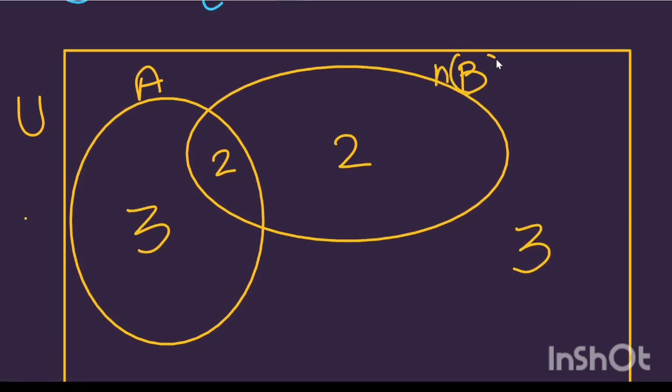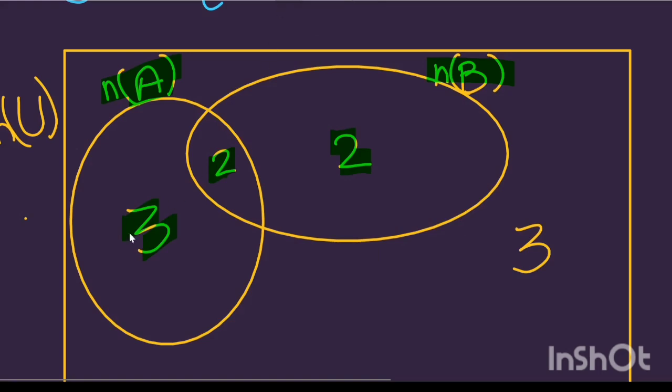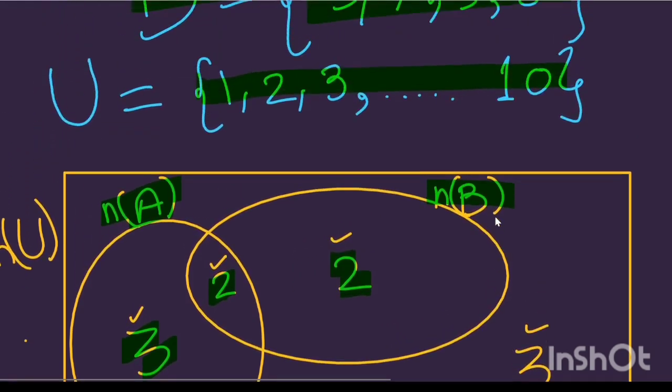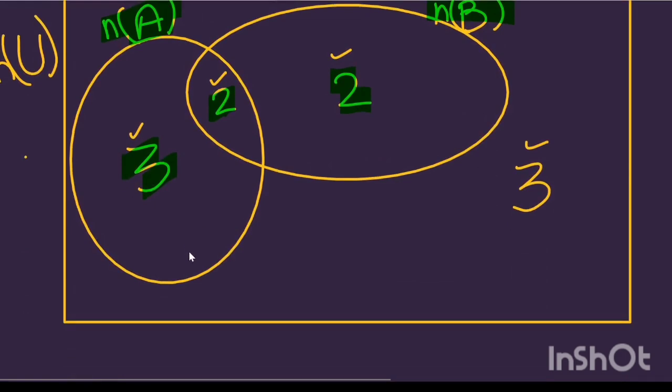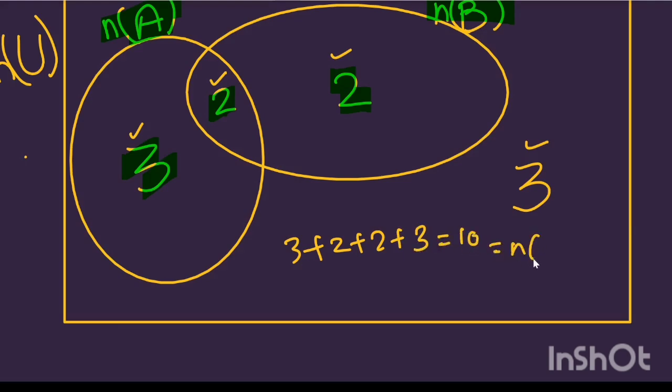Okay, and this will be what? B would be replaced by number of elements in B, A by number of elements in A, and U by N U. Now as you can see, number of elements in A, if I ask you, it would be how many? 3 plus 2, it would be 5. Similarly, N B would be what? 2 plus 2, it would be 4. And N U, as you can see here, it would be the sum of 3, 2, 2 and 3. How much will it be? U was 1 to 10 natural numbers, so obviously N U is 10 only. So as you can see here, if you add 3 plus 2 plus 2 plus 3, it will be 10 only. So that would be N U, guys.